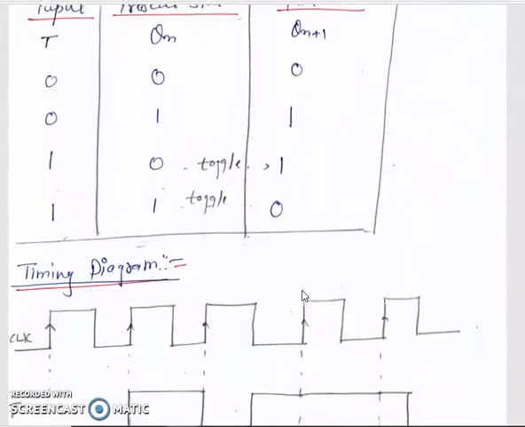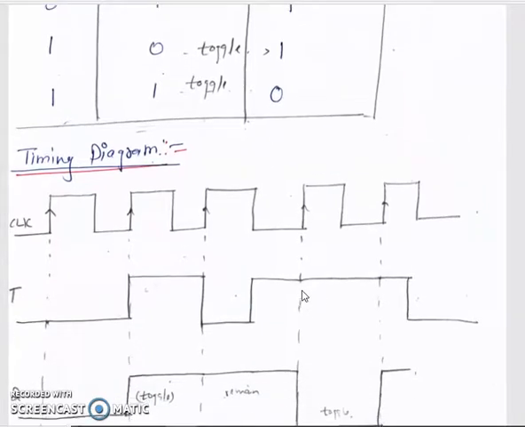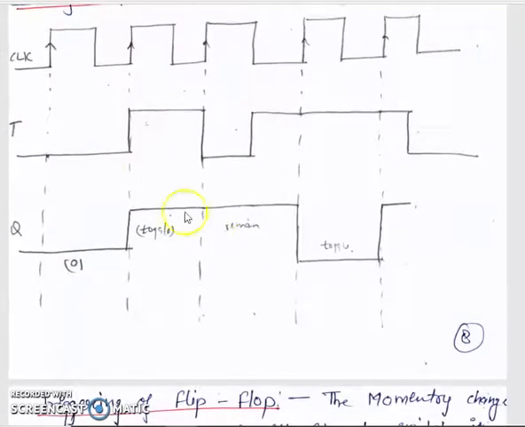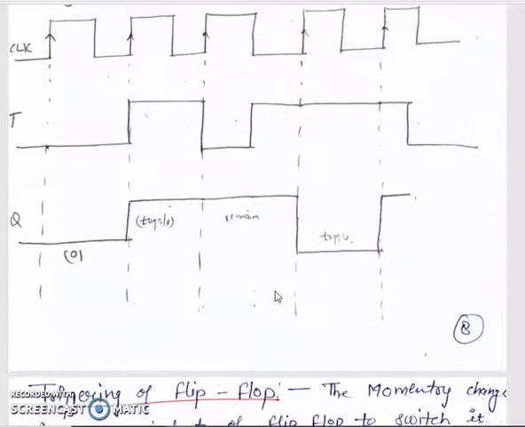Next, we draw the timing diagram with the clock signal and the T signal. When the clock is high and T is 0, the output is 0. In this period the clock goes high and T changes to 1. T equal to 1 means it toggles Q. Here Qn equals 0, so it becomes 1, and so on. We can construct the full timing diagram of the T flip-flop.